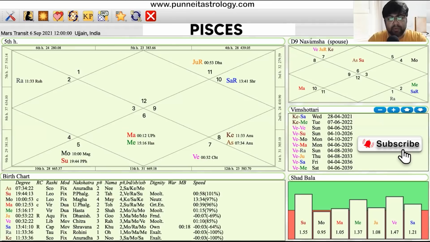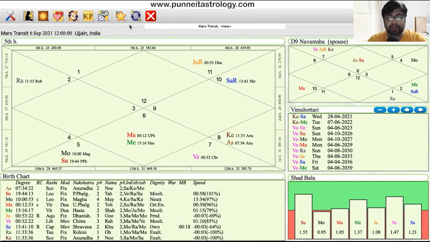Well, you can solve Sudoku and maths puzzles. That will be not only creative, but also sharpen your skills. So guys, that was the brief analysis on the Mars transit in the sign of Virgo for all ascendants.